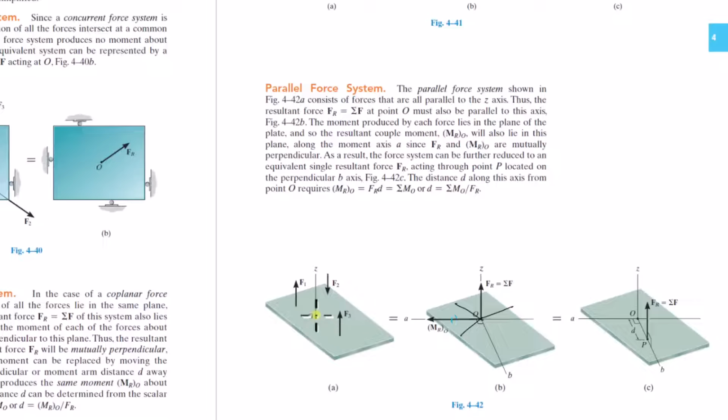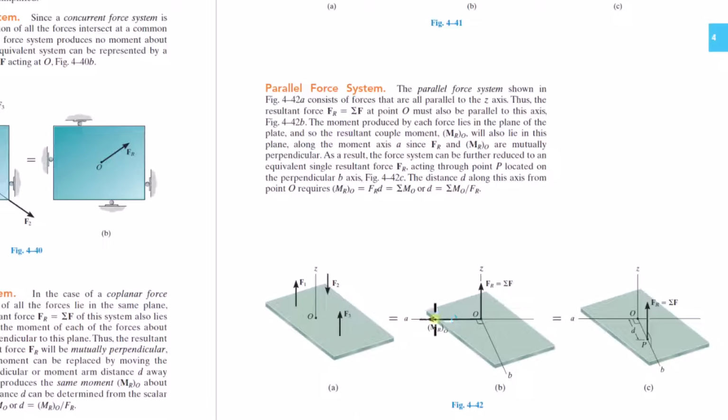So this might be confusing, but R cross F1 is in this direction. R cross F3 is in this direction. R cross F2 is in this direction. Right, that's the perpendicular directions to the R and the F's, and then you take this vector sum and you get the resultant couple moment.